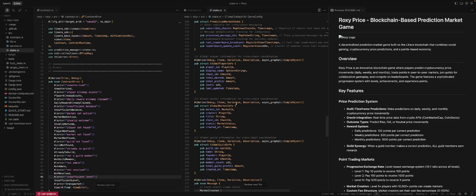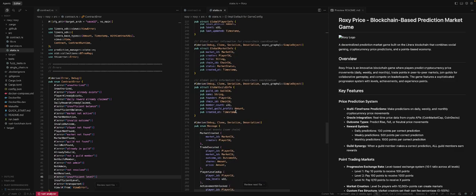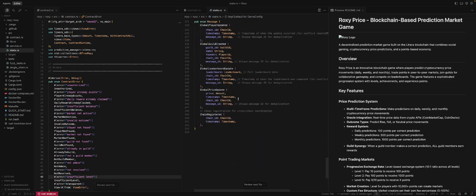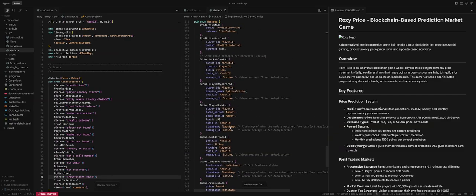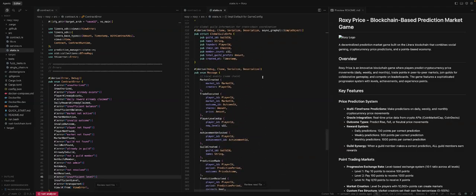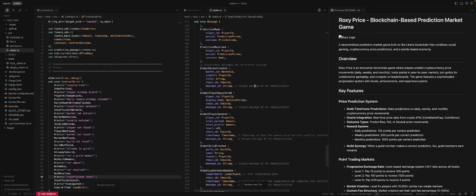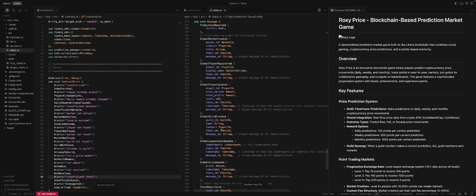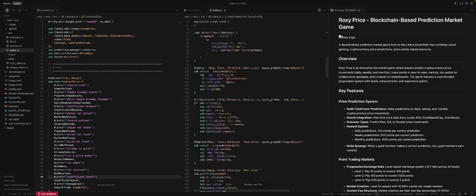I created a global state so that whenever a player registers into the game, every player on their own microchain will have the same information that a certain player has been registered into the game. It goes with the market info, and it goes with the guide info, and these are all the cross-chain messages. You can see it here: cross-chain messages for horizontal scaling. This part is just for the local, that is for the same chain, but I also added cross-chain messages for horizontal scaling. We can see the chain IDs. So this is for the state.